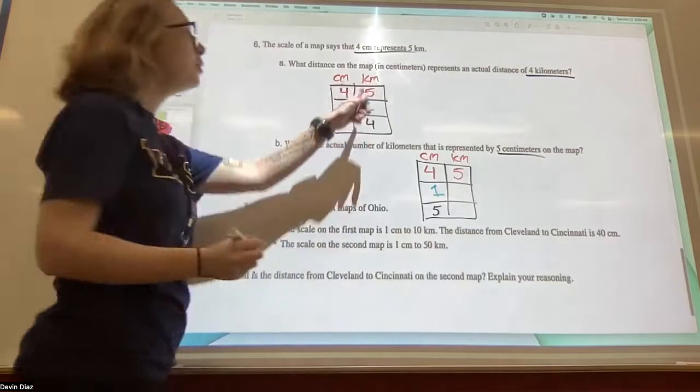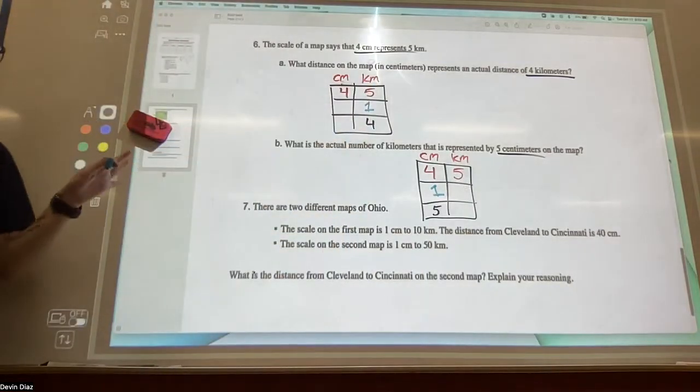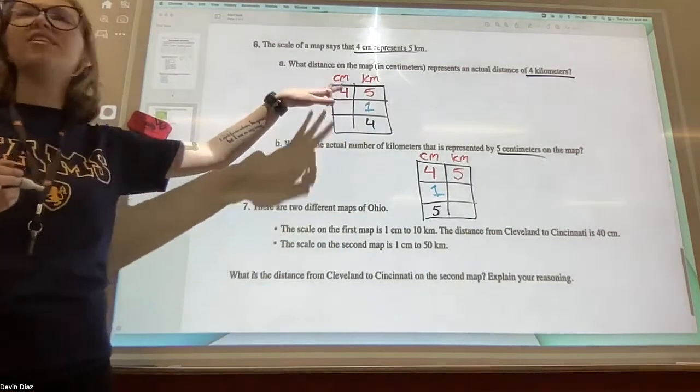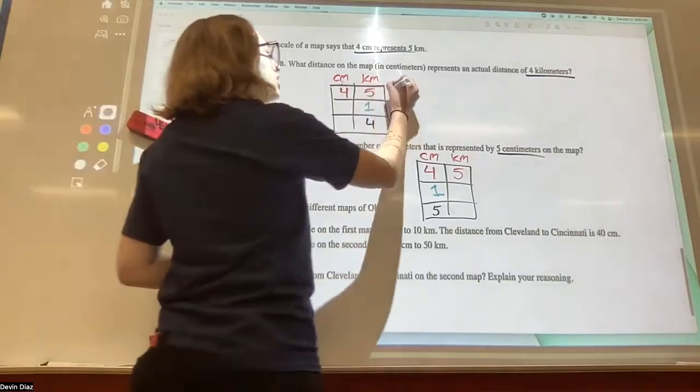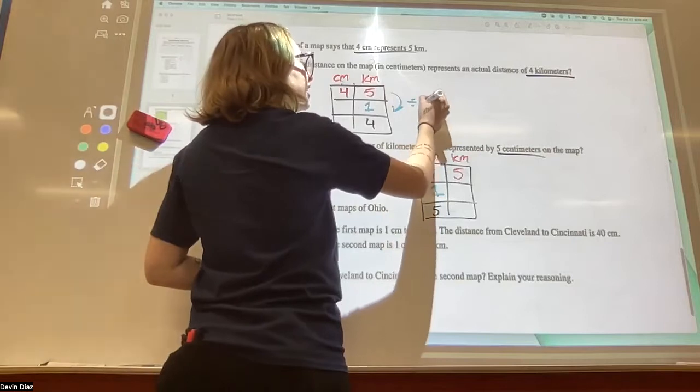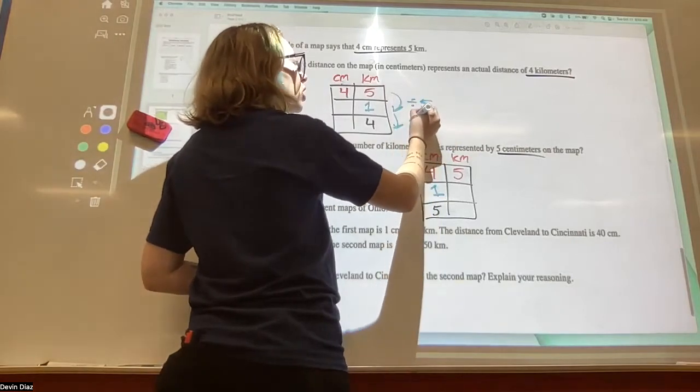Notice I put it in the side I have all the information for, right? Because would it help me if I put it on my other side yet? No, I can't do that. I need the side with the information. To get from 5 to 1, I divide by 5. To get from 1 to 4, I multiply by 4.